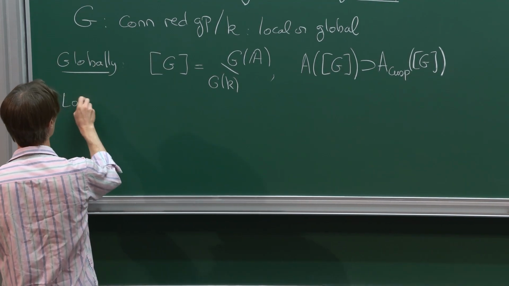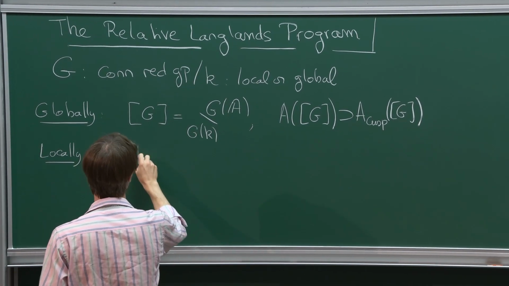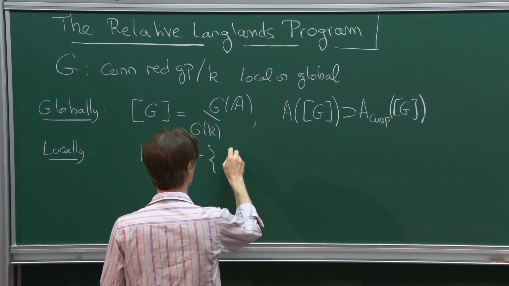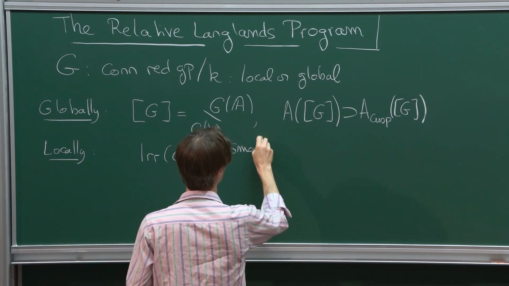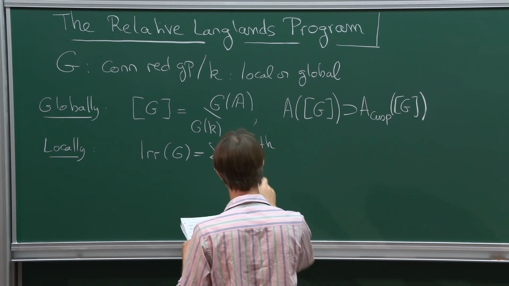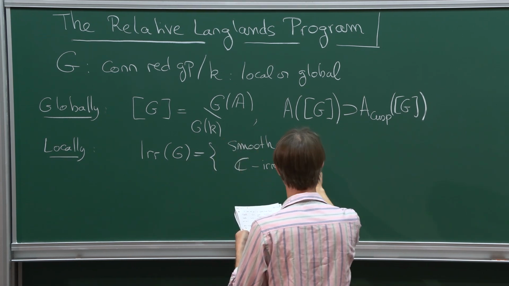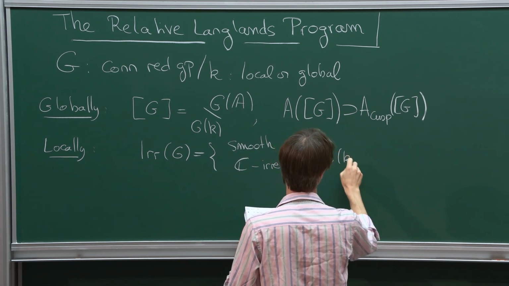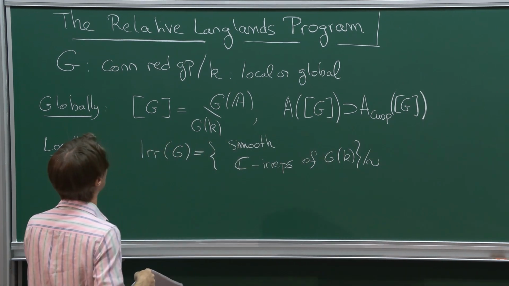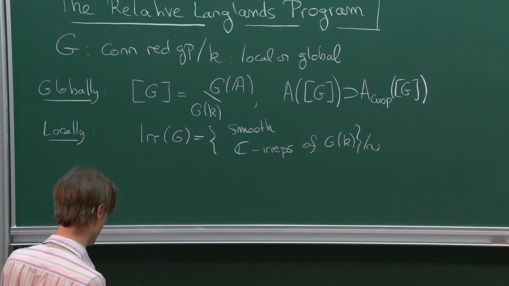And locally, we are usually interested in classifying the irreducible representations of G. I will only work with the field of coefficients the complex numbers. So these are the smooth irreducible representations over C of the K-points of G up to isomorphism. And so let me give some motivating examples for the relative Langlands program.